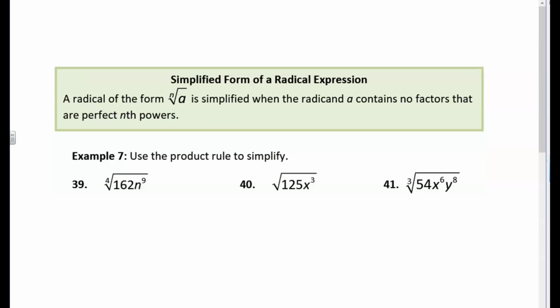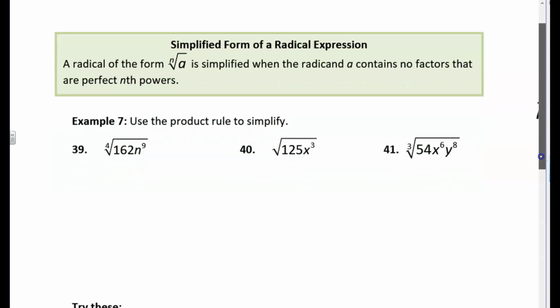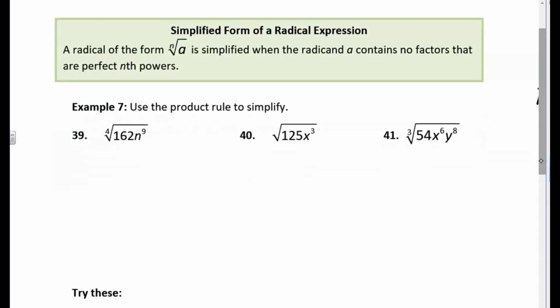All right, so let's talk about simplified forms of a radical expression. A radical of the form the nth root of a is simplified when the radicand a contains no factors that are perfect nth powers. My recommendation here is you're going to try looking for groups of factors. So my first step is always to factor tree whatever number we have. So let's take a look at number 39. I have the 4th root of 162 n to the 9th.